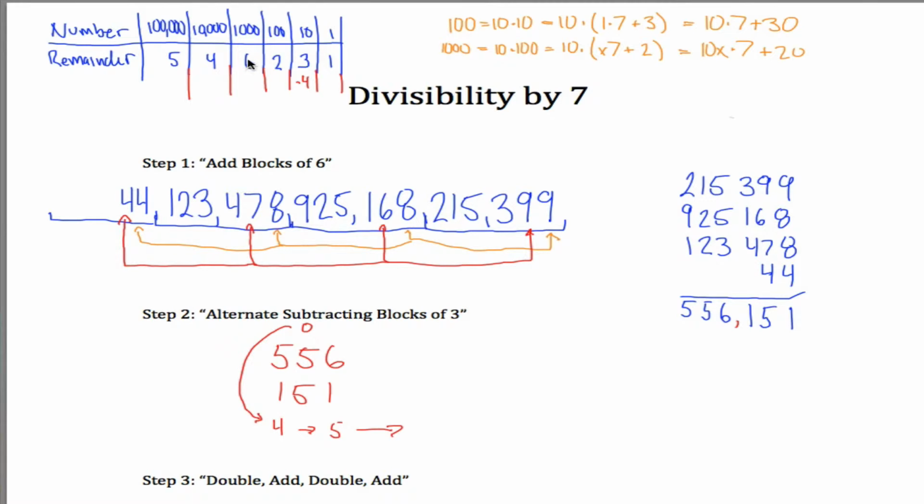Similarly, this 6 right here, you could think about it as if you were taking 1,000 and dividing it up among 7 people evenly, you'd give a bunch of them away and you'd be left over with 6 that you couldn't evenly distribute. But if you had 1 more, then you could evenly distribute them. So you kind of have a remainder of negative 1 or a remainder of 6, however you want to think about it. Similarly, this is a negative 2.